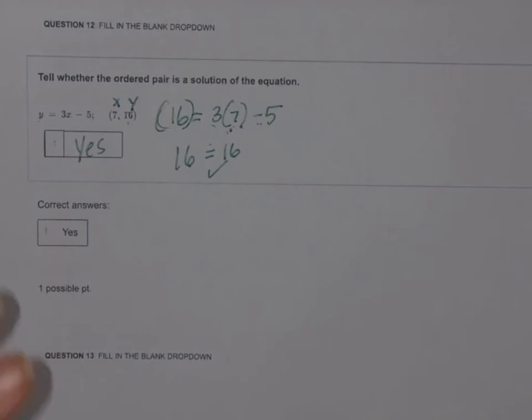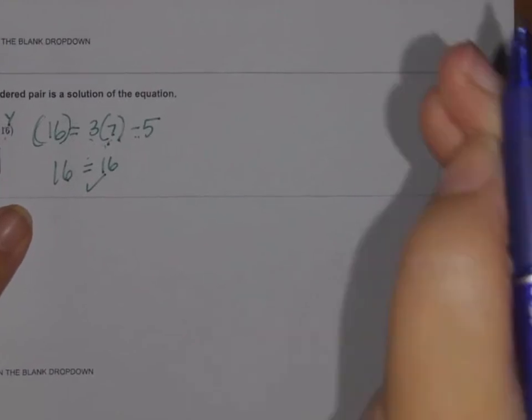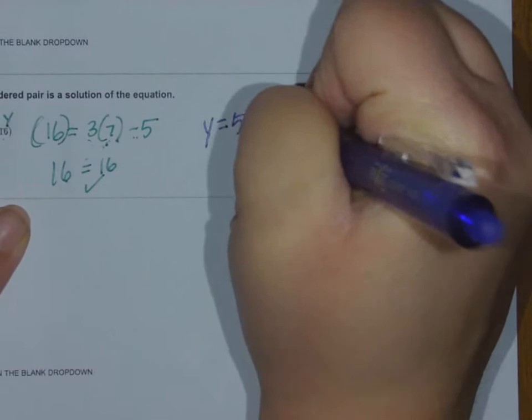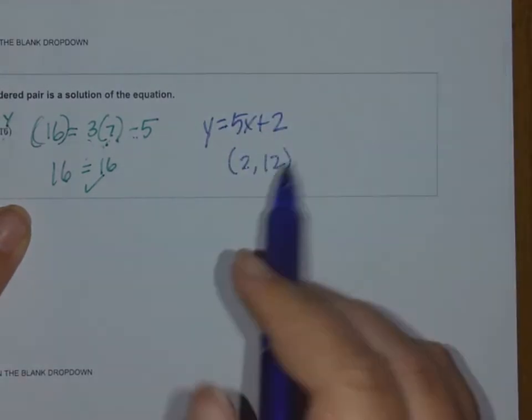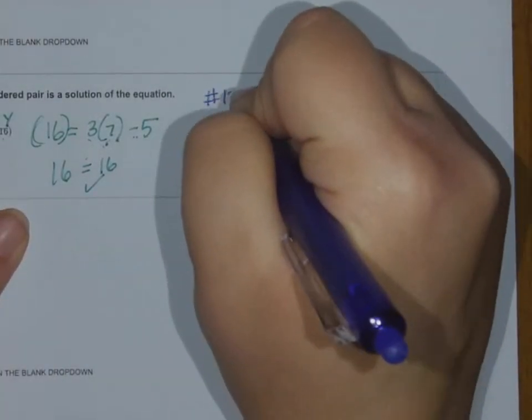So if you missed that one, I would like you to check and see whether this ordered pair is a solution to this equation. So your equation is y equals 5x plus 2, and see if the ordered pair 2 and 12 works in that equation. So this is number 12 new.